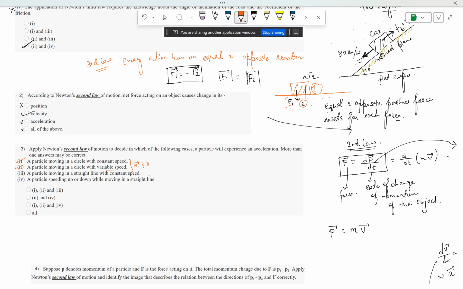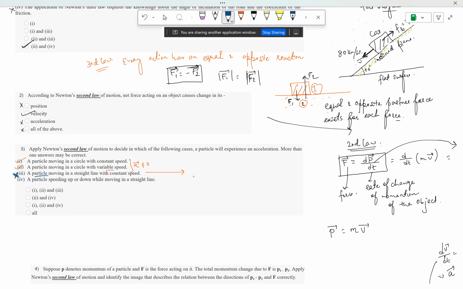Now this is another thing to be considered, that this is actually your correct answer. It is asking in which of the cases the particle will experience an acceleration, and which it will not. So for this case, I will first give you the answer: this will not experience any acceleration.